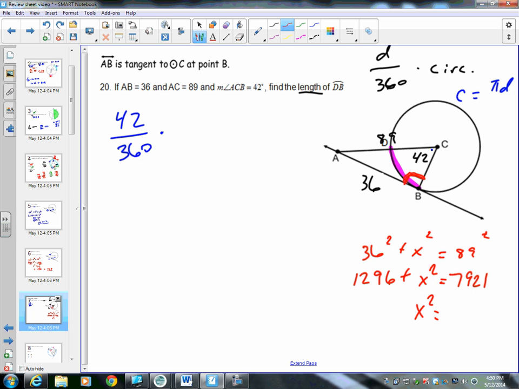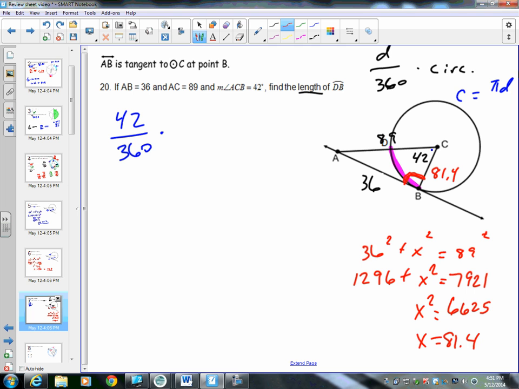So 7,921 minus 1,296, excuse me, we get 6,625. Yippee. To get rid of the squared, we take the square root. So x is equal to square root of 6,625. So the square root of this crazy number is 81 point, let's go ahead and round it to tenths, 4. So that's going to be our radius right here, 81.4.